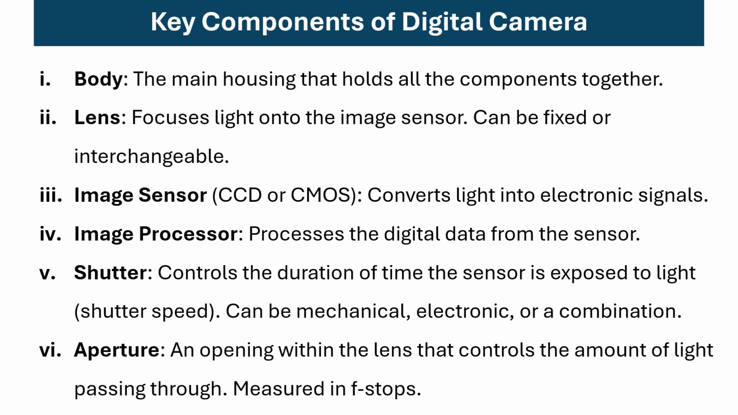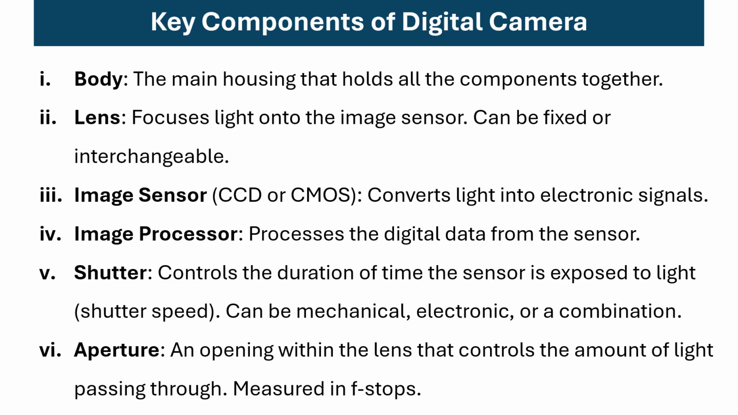The key components of a digital camera, or the key parts of the digital camera. A digital camera is made up of a body, the main housing that holds all the components together, which is called the body.